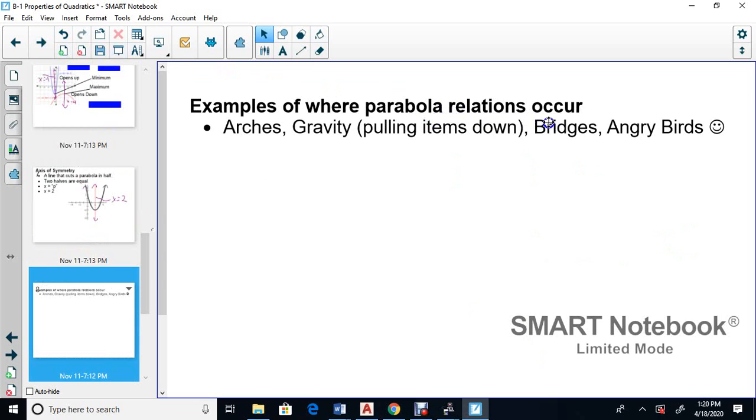Examples of where parabola relations occur: well, arches, gravity pulling items down, bridges, and if you ever play Angry Birds, you see that parabola shape in Angry Birds.